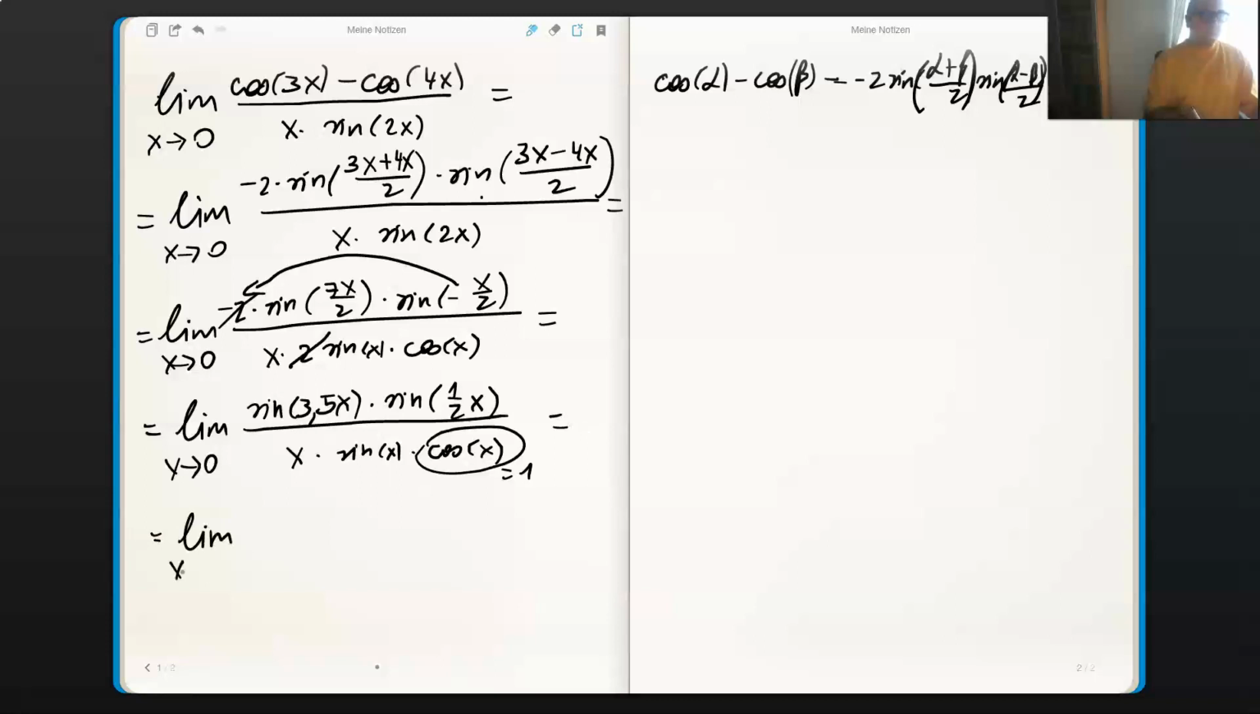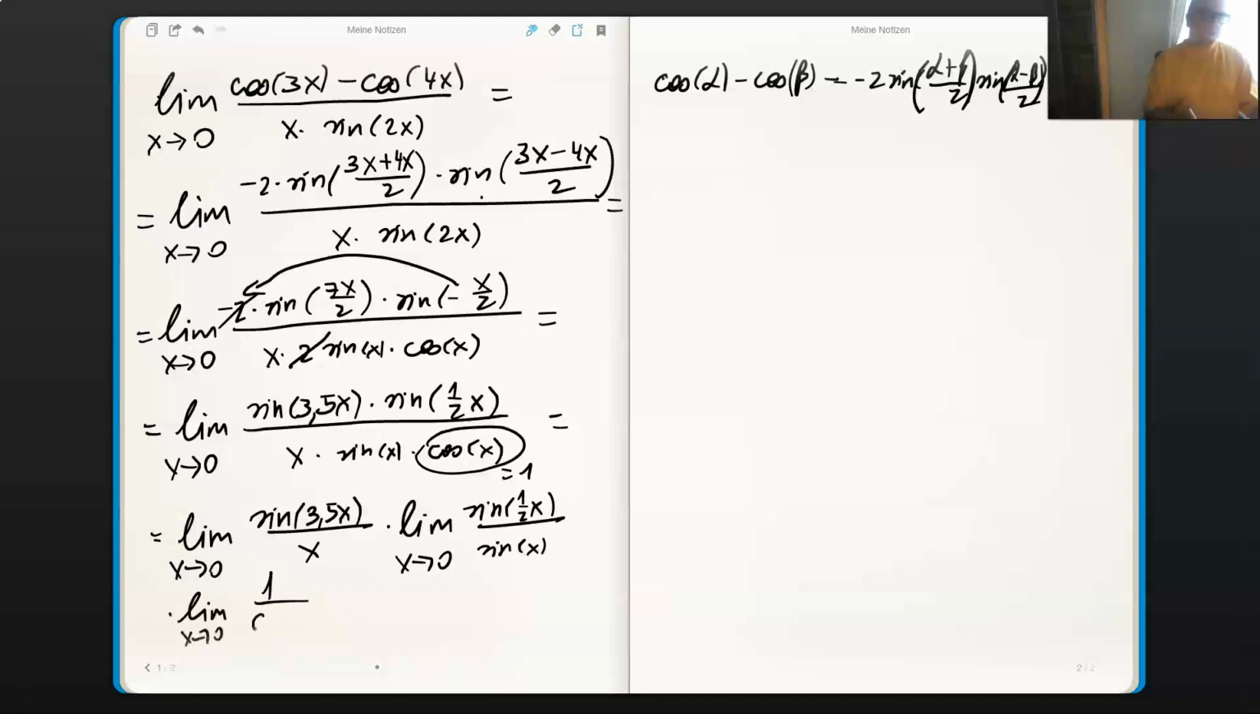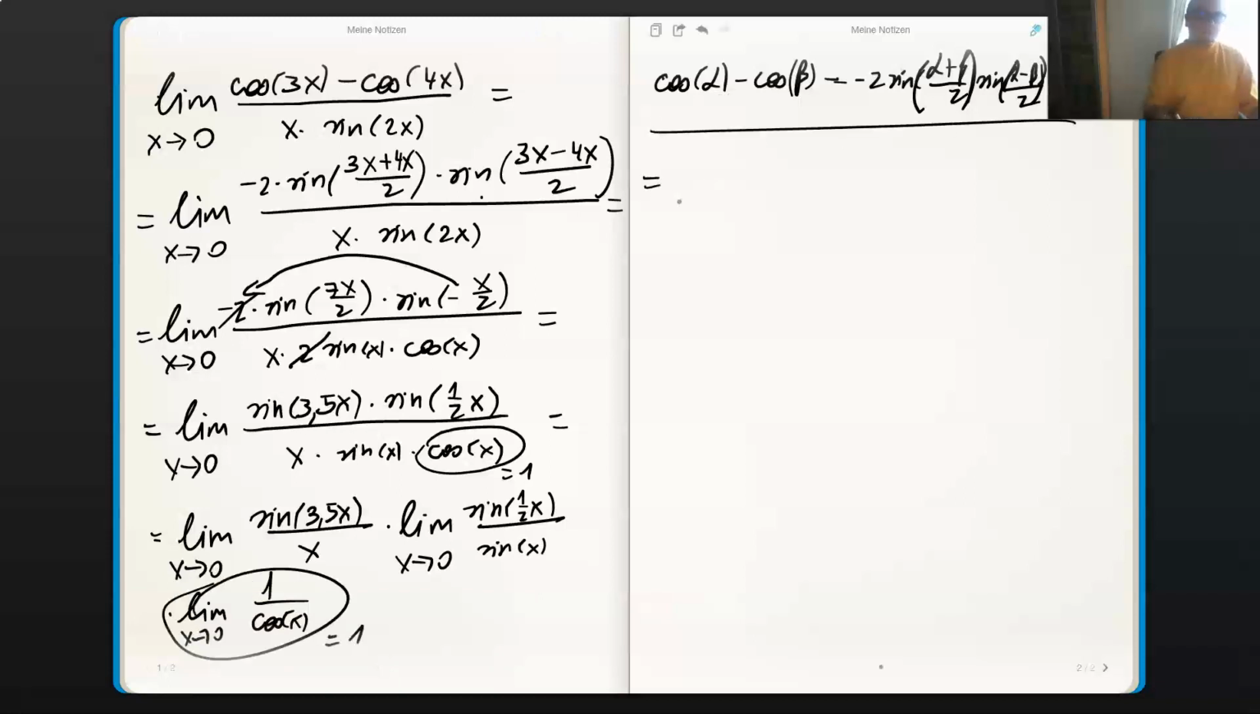So let's do it in 3 steps. We're having the limit of the sine of 3.5x divided over x. We're having limit x towards 0 of the sine of a half x divided over the sine of x. And we are having one more limit, x towards 0 of 1 divided by the cosine of x, which is, of course, 1. So what about the last two?